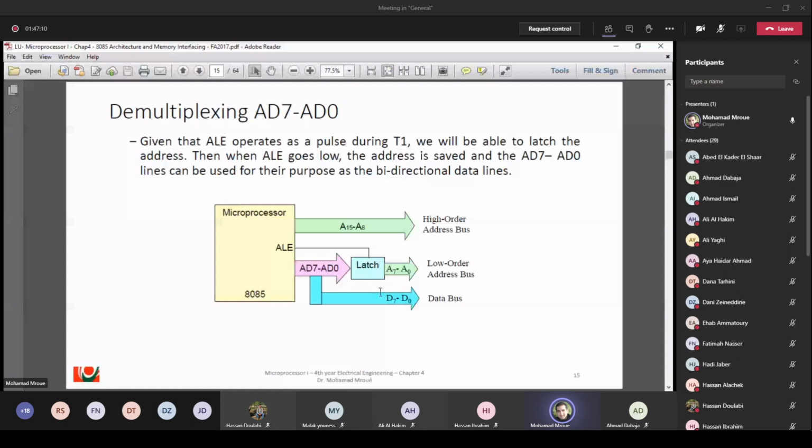So given that ALE operates as a pulse during T1, we'll be able to latch the address. Then when ALE goes low, the address is saved and the AD7 to AD0 lines can be used for their purpose as the bidirectional data lines. Any question?